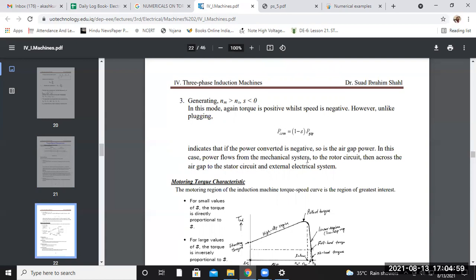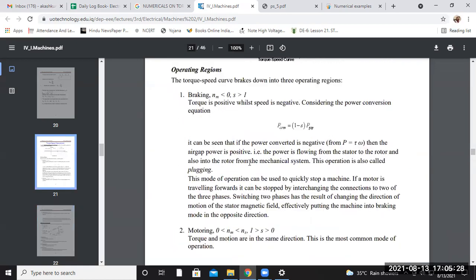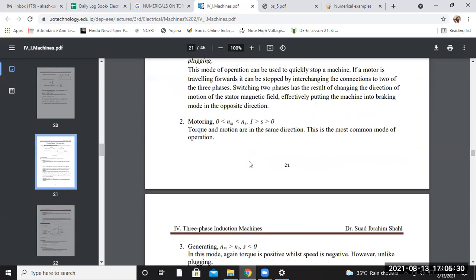In this case, in the generating condition, power flows from the mechanical system to the rotor circuit, then across the air gap to the stator circuit and the external electrical system. That means in the generating region, the induction motor will work as an induction generator. The electricity flows outward from the rotor part to the stator part. That is the concept named regenerative braking.